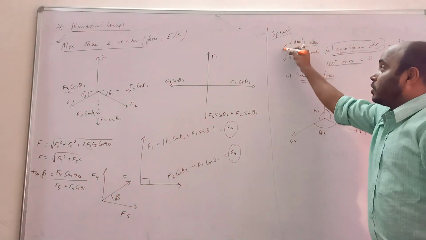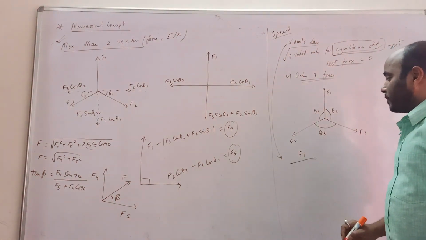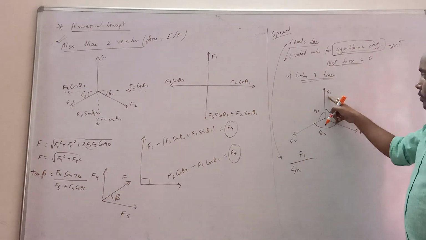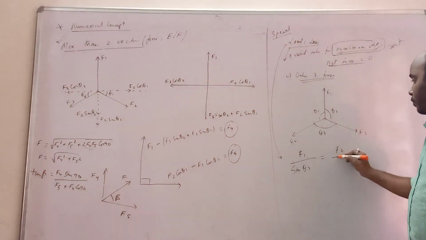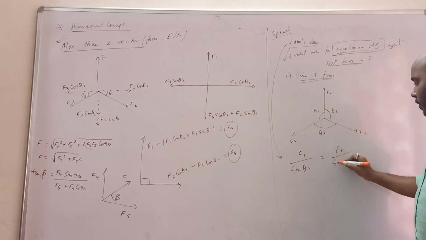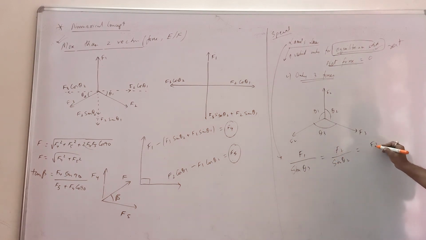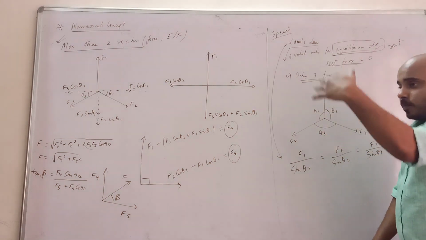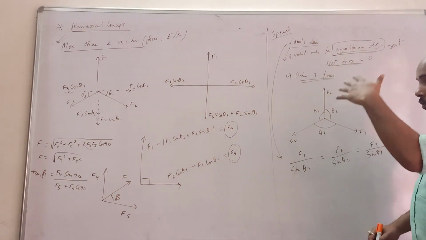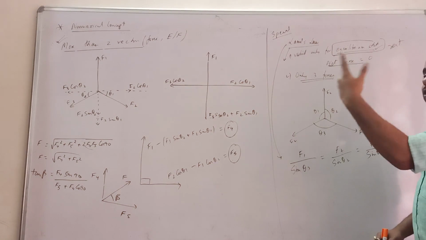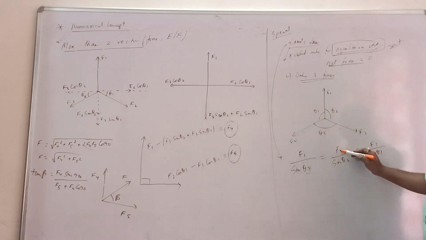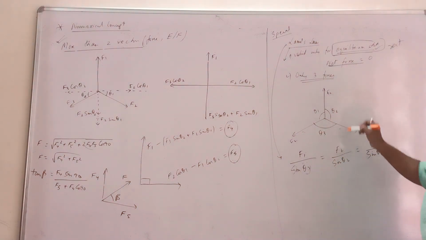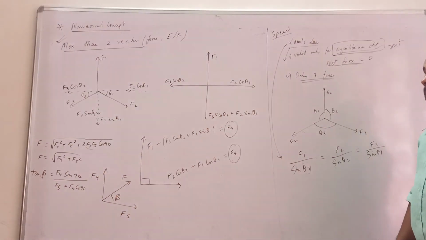Okay? Then what does Lami's law say? Lami's law says: force F1 by sin of the angle between the other two forces, theta 1, equals F2 by sin of the angle between the other two forces, theta 2, equals F3 by sin of the angle between the other two forces, theta 3. That is, force by sin of the angle between the other two forces equals force by sin of the angle between the other two forces.